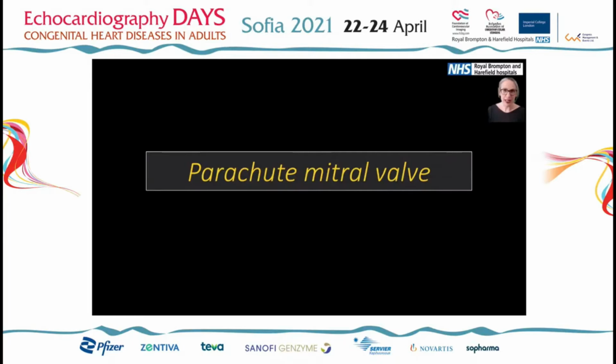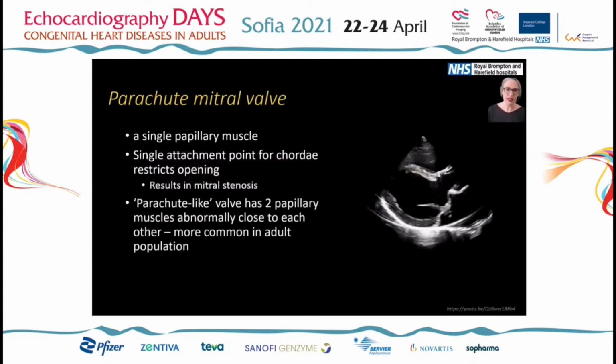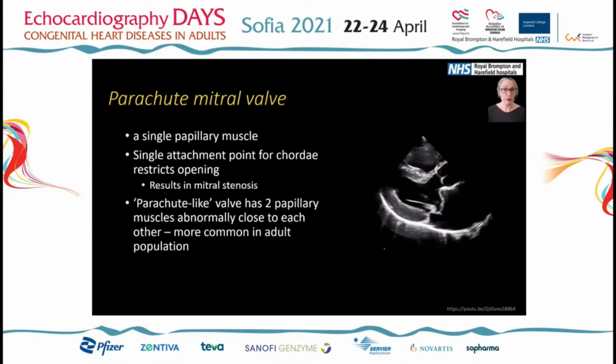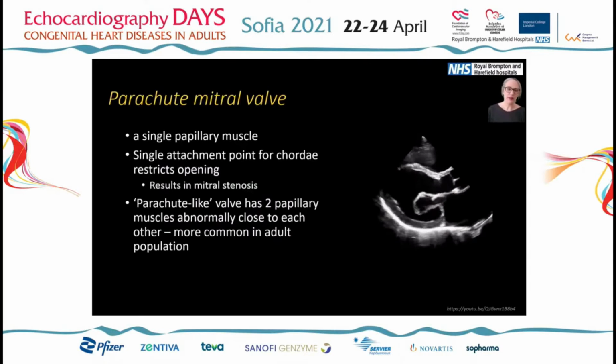Moving now to the subvalvular apparatus with the parachute mitral valve. When there's a true parachute mitral valve, there is genuinely one single papillary muscle, and that's the definition of a parachute mitral valve. Because we have this single attachment point for the chordae, that restricts its opening. So it's like the valve is tented, if you like. That results in mitral stenosis.